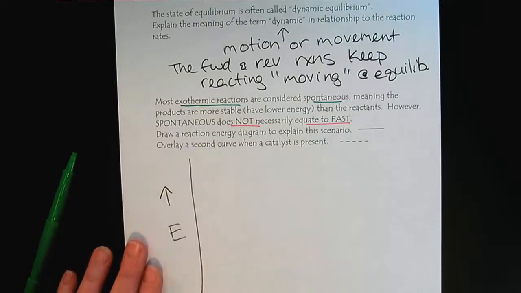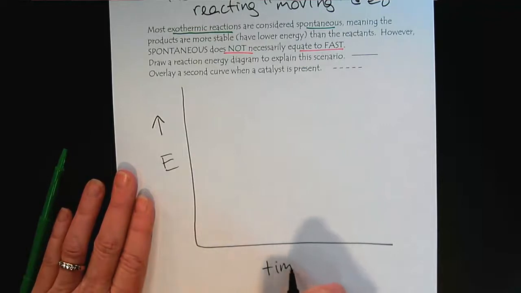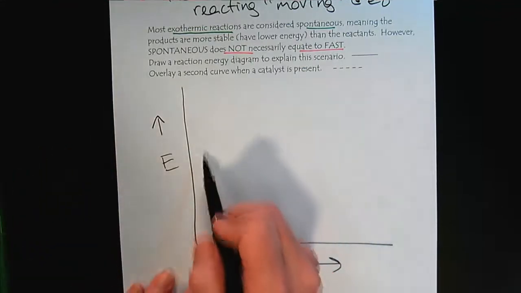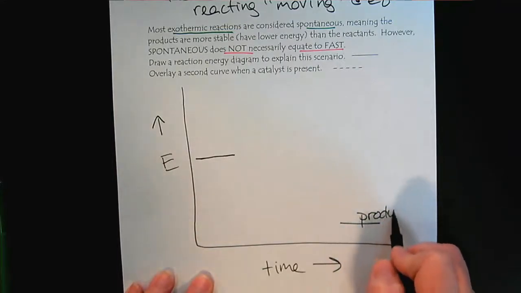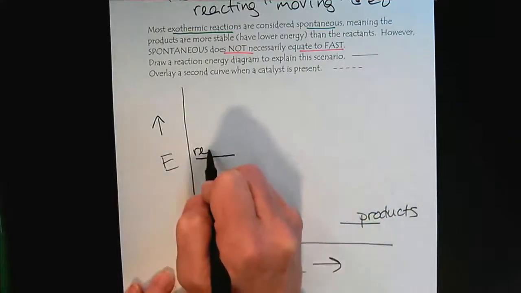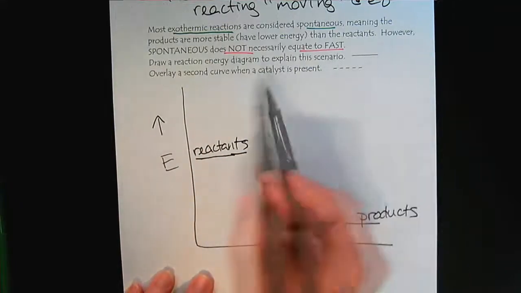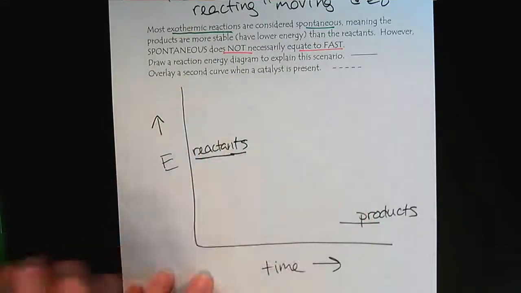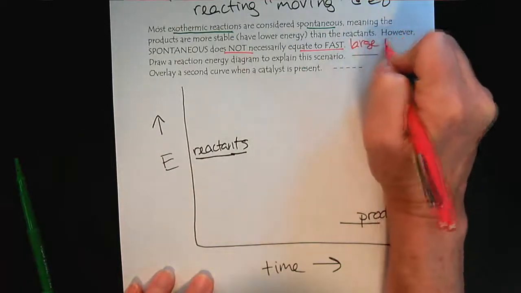Energy along the y-axis and time along the x-axis. And so we're going to draw a curve that is exothermic. So that tells us the products are lower in energy than the reactants. However, we see that it's not necessarily fast. So what does that tell us? That tells us we have a large activation energy.